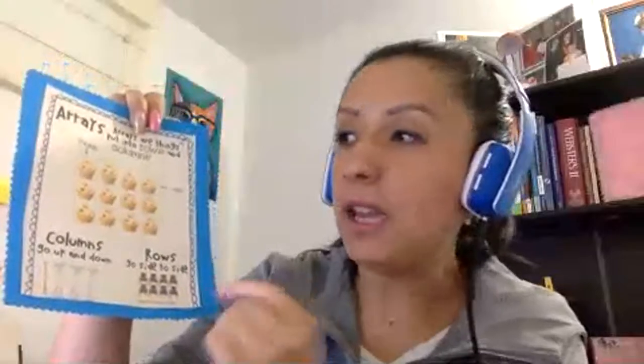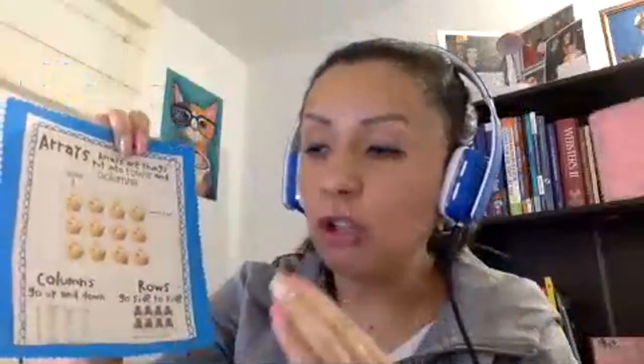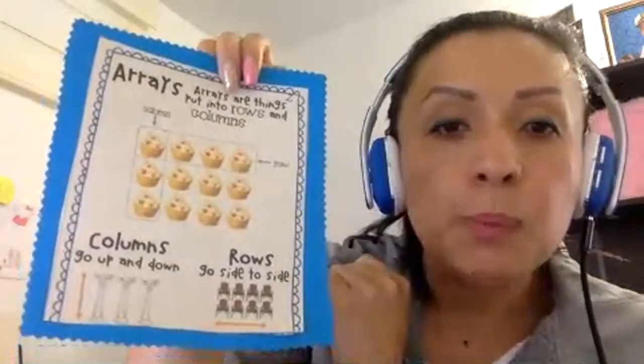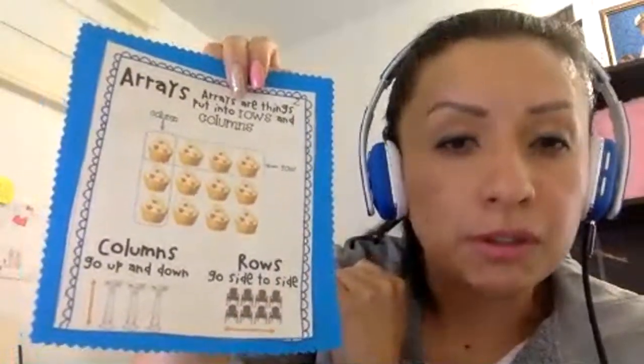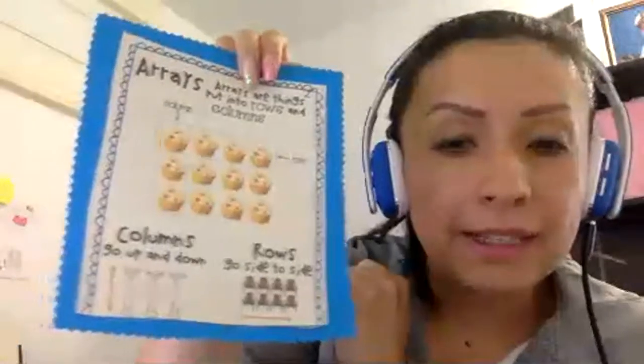The next keyword is arrays. Arrays are put into rows and columns. Rows are horizontal lines that go from one side to the other, side to side. And then we have columns. Columns go from up to down. So we go up and down, right? And this is an array, right? Look, put into rows and columns. Let's check.